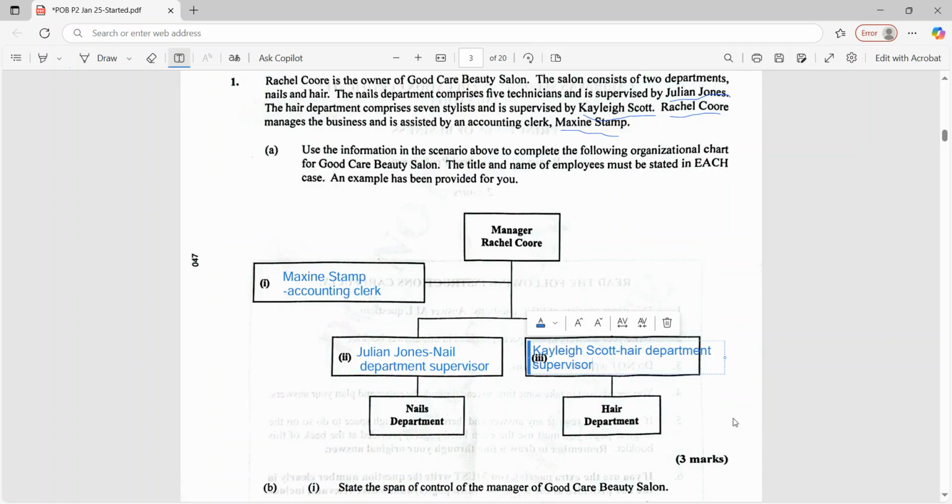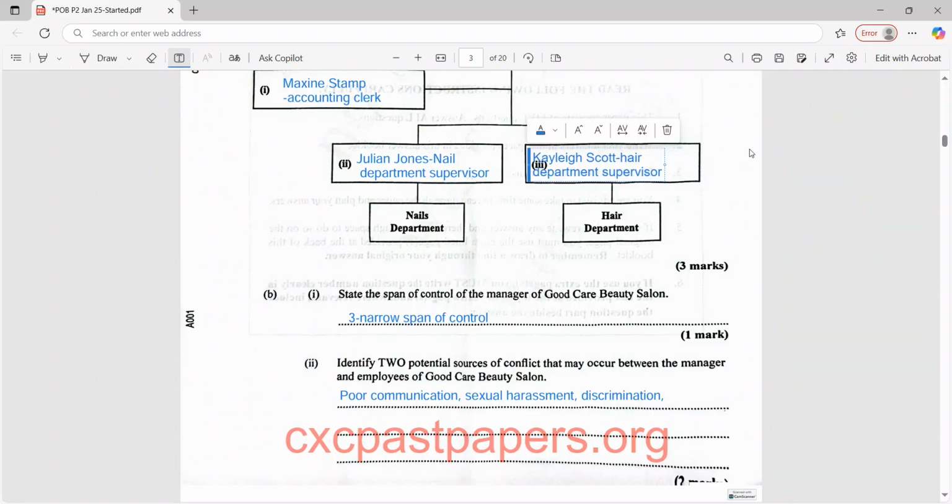Now, if you only have the name of the persons, you would more than likely get half a mark each. So one and a half marks, right? But if you had the name and the title, then you would get all 3 marks.